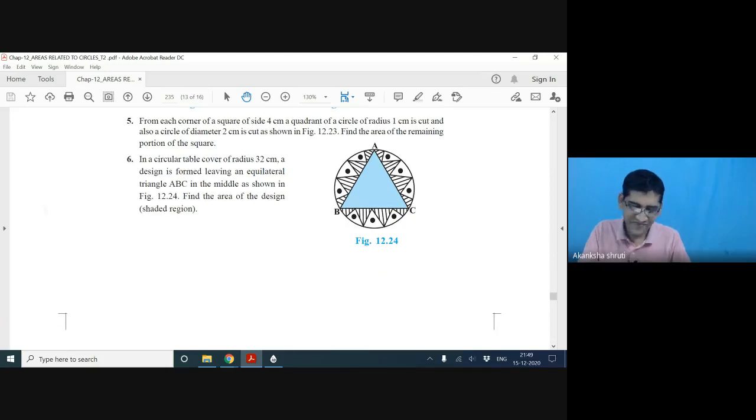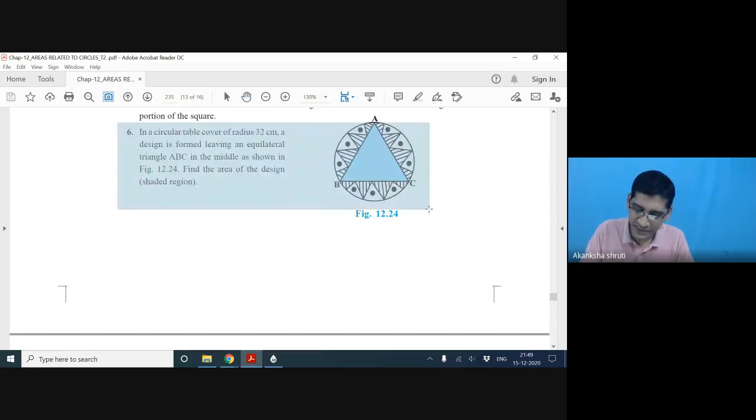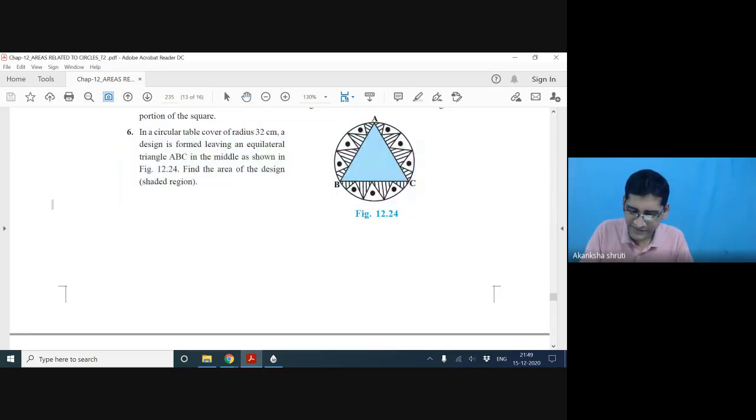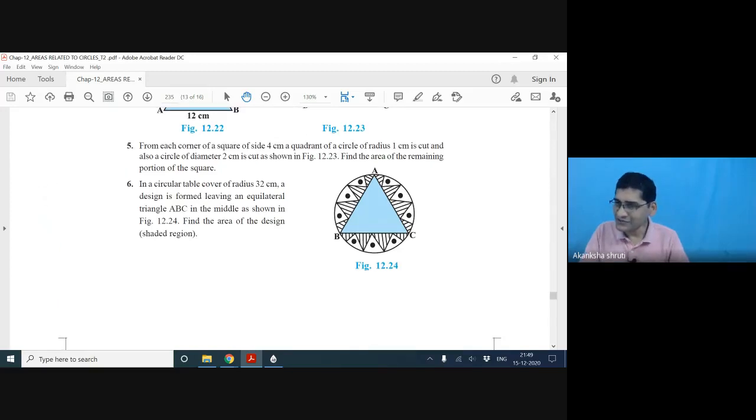One of the easiest questions, just by taking the area we can get it. But the question here is how to get the radius of this circle. Is the radius of this circle given? Yes, the circular table's radius is given. Very good. Then how to get the side length of this equilateral triangle? The side length of this equilateral triangle is not given.